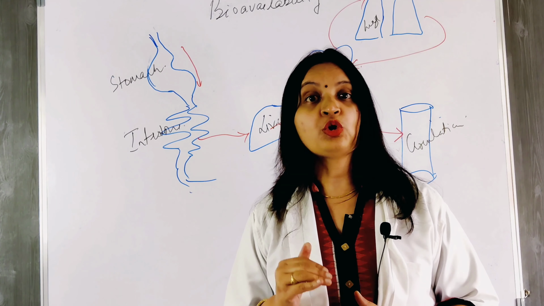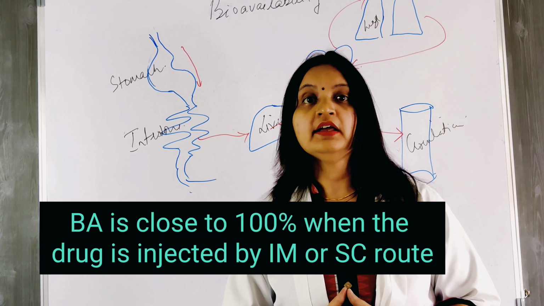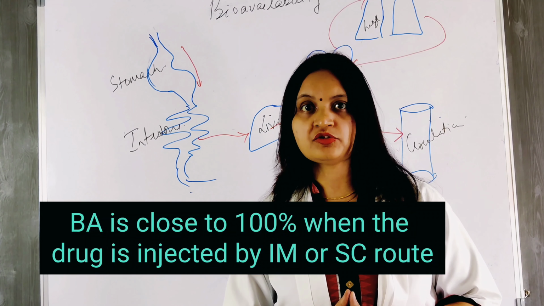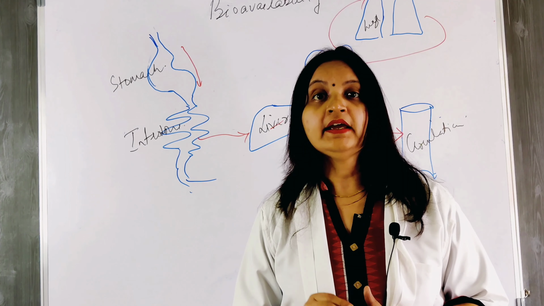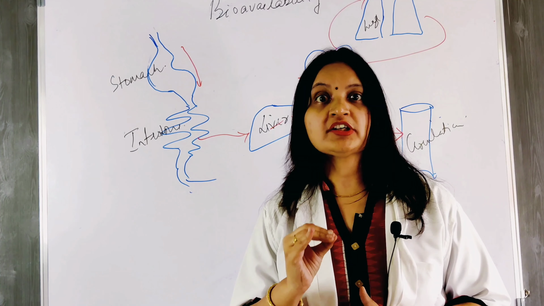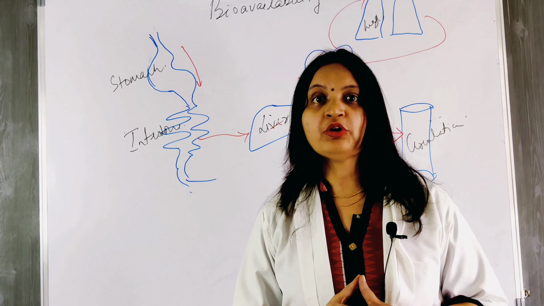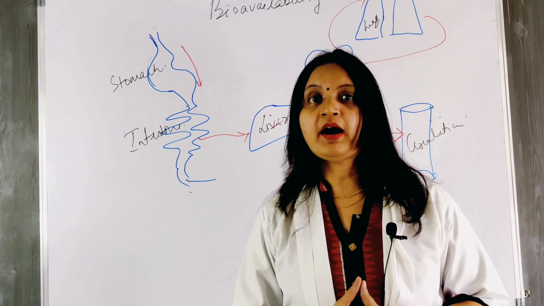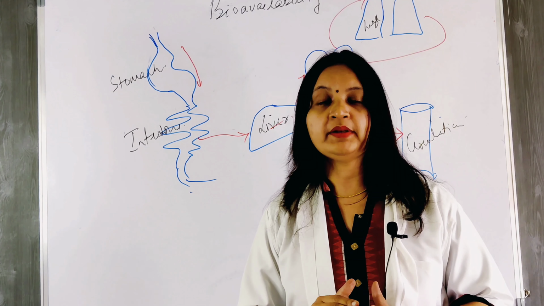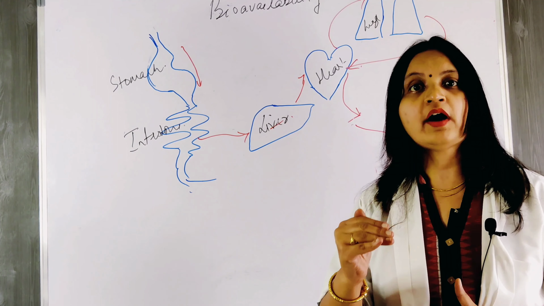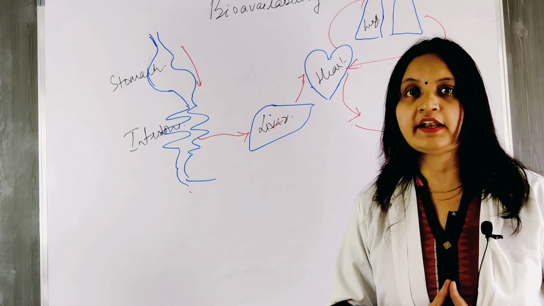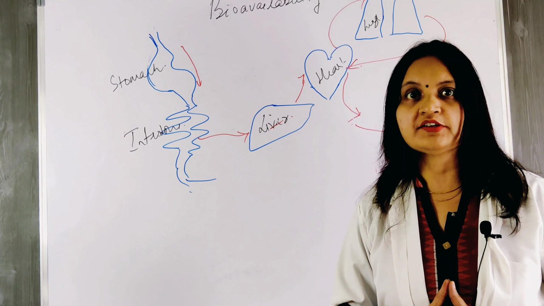So bioavailability is close to 100% when injected via the intramuscular and subcutaneous route. However, this may not always be true because some amount of drug may be precipitated at the injection site in case of drugs such as phenytoin, digoxin and diazepam. So this reduces the bioavailability for such drugs. So all in all, bioavailability is 100% for drugs that are injected intravenously, close to 100% when injected through the intramuscular and subcutaneous route, and much lesser than 100% when given orally.